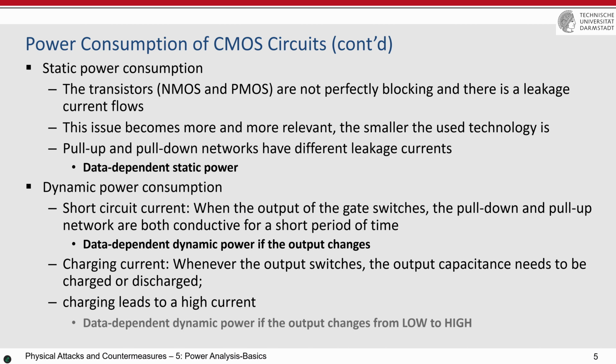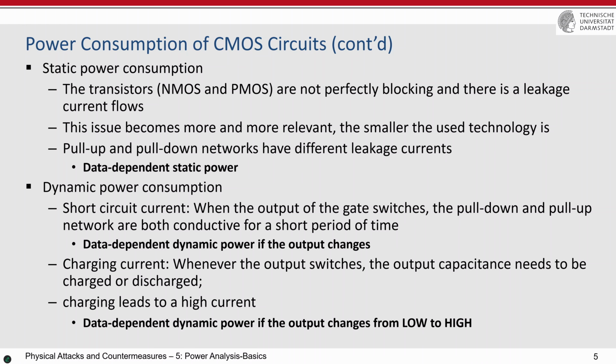In summary, we say this: we have charging current and short circuit current. Short circuit current is data dependent when the output changes, doesn't matter from 0 to 1 or 1 to 0. And charging current is also data dependent, part of the dynamic power consumption, but only if the output changes from low to high, from 0 to 1, not the other way around. But we just model it in a simpler way.